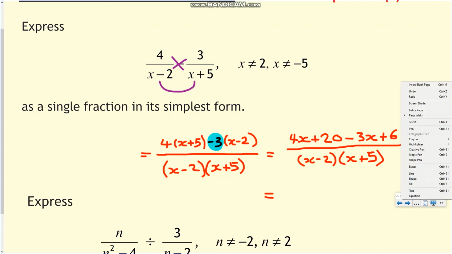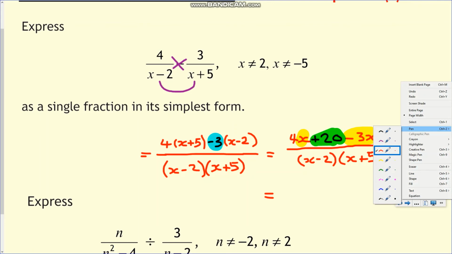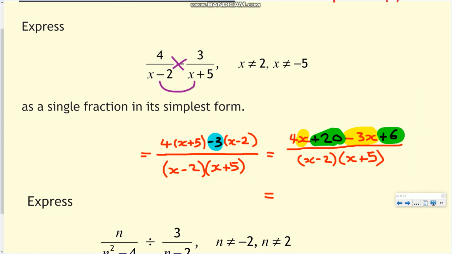Finishing this off, I'm just looking for things in common. So this 4x here and this minus 3x here are in common, same as the plus 20 that is here, and the plus 6 that's here are in common as well. So we need to combine those for our final answer. So 4x minus 3x leaves me with just 1x on the top of my final answer. Okay, and then 20 plus 6 gives me plus 26.